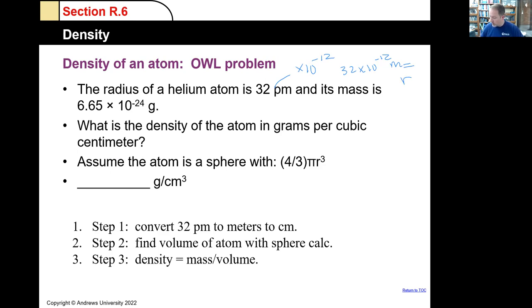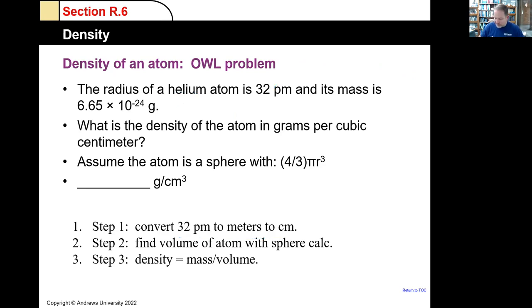Okay, so how do I get grams and cubic centimeters? All right, so we've got to do something here. We've got grams, so we're good on the grams, right? But for density, we not only need the mass in grams, which we got right here, we need the volume in cubic centimeters. So we've got to turn the 32 picometers to meters, which I did, 32 times 10 to the minus 12, and then into centimeters.